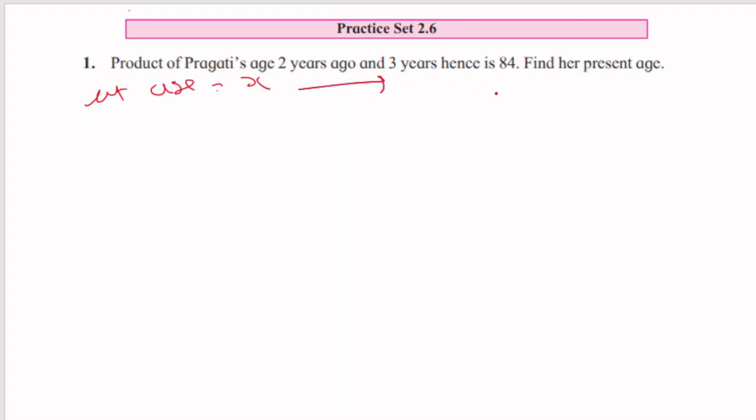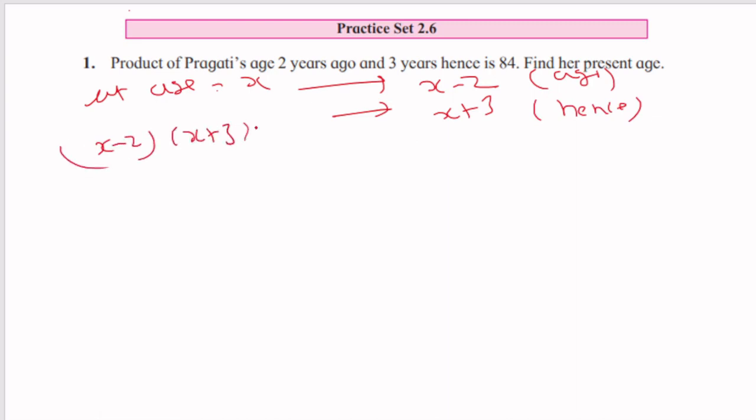Two years ago it will be x minus 2, and 3 years hence it should be x plus 3. Now the product of these, so (x minus 2)(x plus 3) is equal to 84. You need to find the value of x, that is the present age. Now open the bracket and solve the equation.